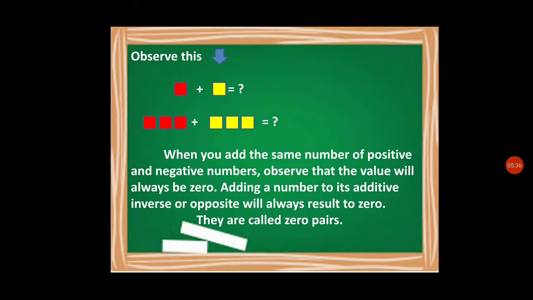So next, if we have 3 positive tiles plus 3 negative tiles, therefore the answer would also be 0. So when you add the same number of positive and negative numbers, observe that the value will always be 0. Adding a number to its additive inverse or opposite will always result to 0. They are called zero pairs.